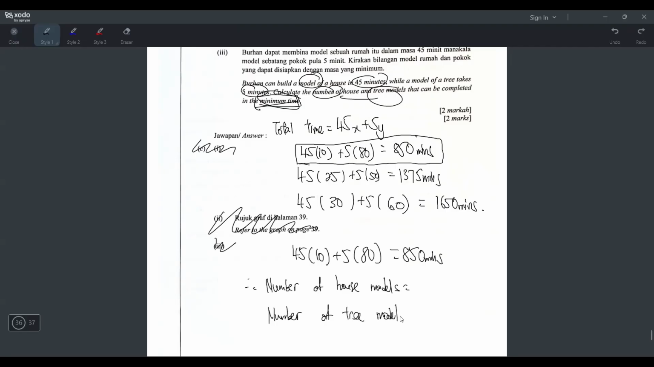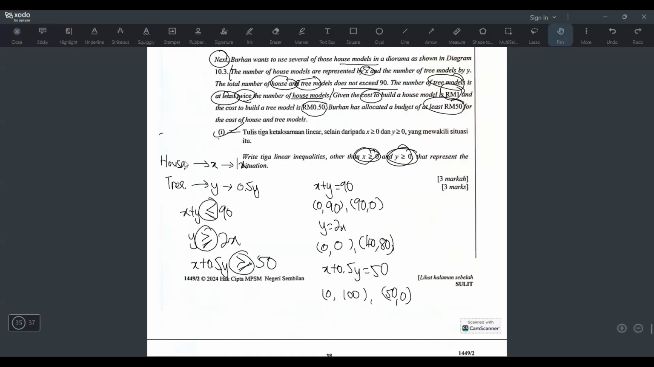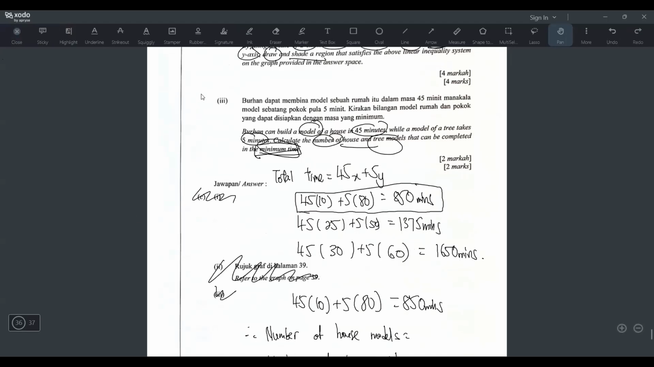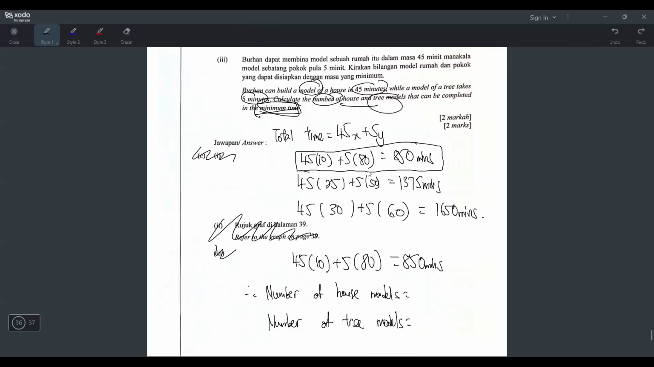Okay, number of house models you use x to represent earlier. You remember? Let me scroll up. You see? House model you use x to represent, right? And the x coordinate for the vertex just now you take is 10. So that's the answer. And then this one is 80, right? It means the number of house is 10 house models and 80 tree models. That's the number of house and tree models you can complete in the minimum time, right?